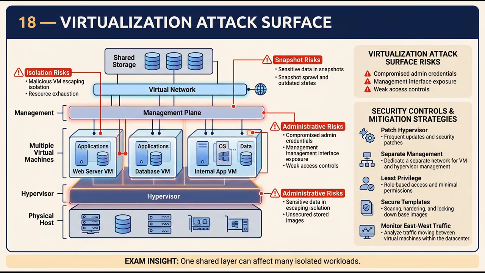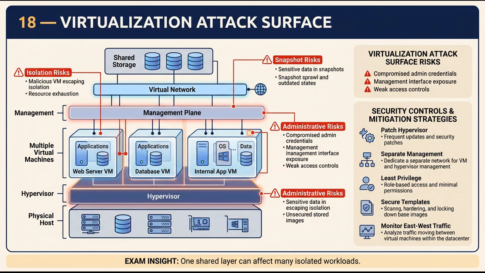Virtualization places multiple workloads on shared physical resources through a hypervisor. The attack surface includes the hypervisor, host operating system when present, management plane, virtual networks, images, snapshots, shared storage, and guest systems. Virtual machines provide isolation, but that isolation depends on the security of shared layers. A compromised management account can control many workloads. An insecure template can reproduce the same weakness across every new instance.